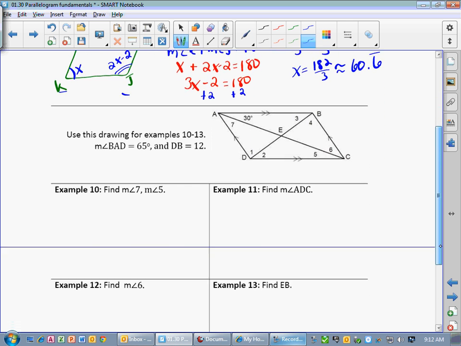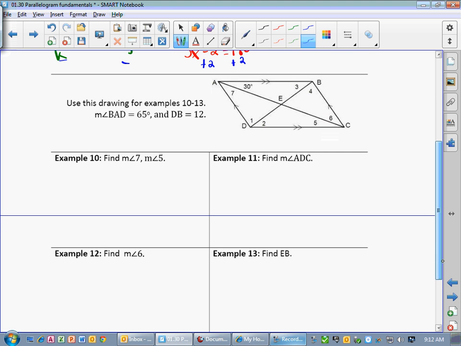All right. Next, our last 4 examples. It says use the drawing for the examples. It says a measure of angle BAD is 65 degrees and DB is 12. Okay, so BAD. So I'm going to outline that. So BAD is 65 degrees. Now, can we find angle 7 using that?